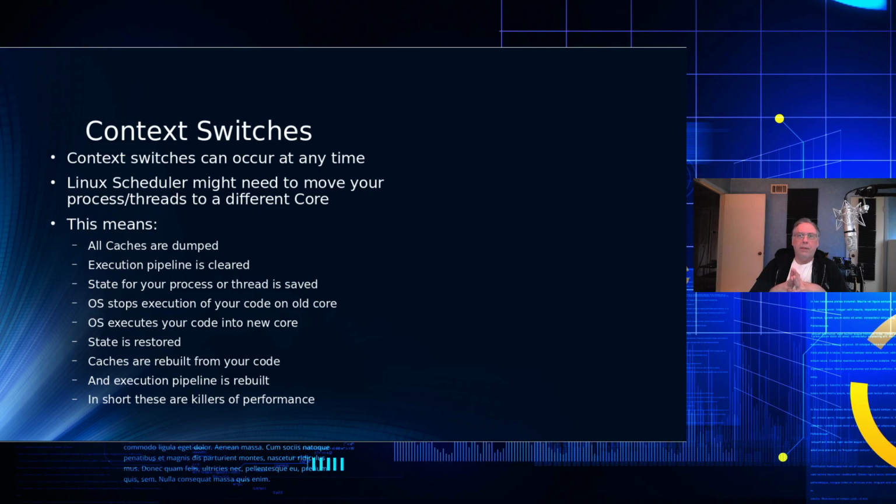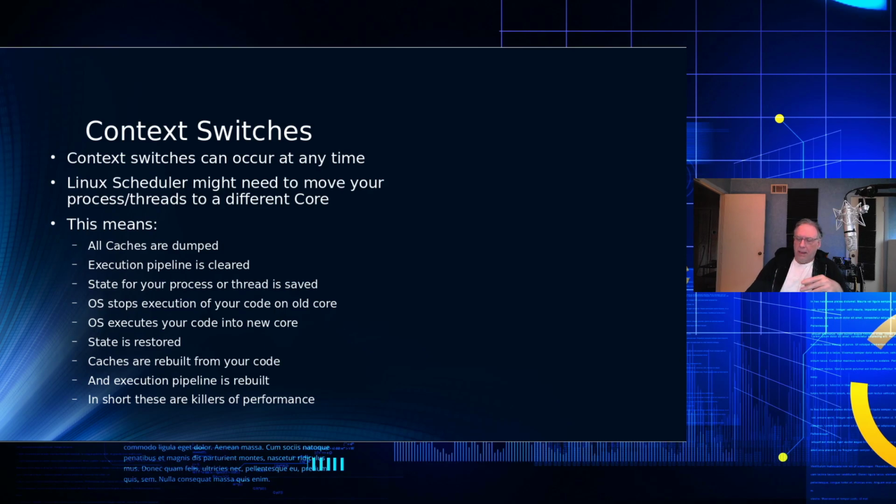First of all, the caches that your program or your thread was using get dumped, get thrown out. The execution pipeline gets cleared. The state of your process gets saved, and the OS then stops you. It will then do a fork on the new code. It'll load your process back in. It'll restore the state. It'll rebuild the caches from your system code. There's no magic that occurs here. It's not saving. It's not pulling the caches across from the other machine. And then as your program executes, you refresh and rebuild your execution pipeline. So in short, a context switch across processors is a killer. It's a killer of performance.